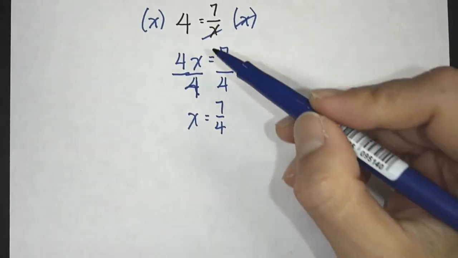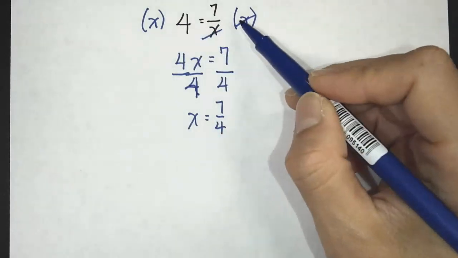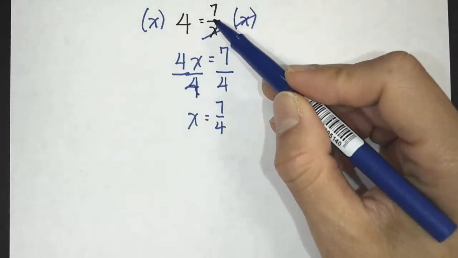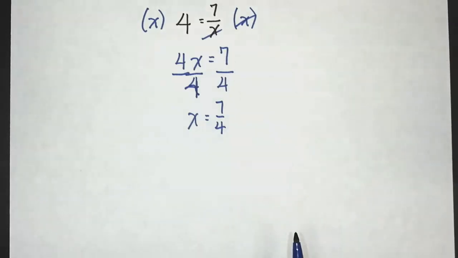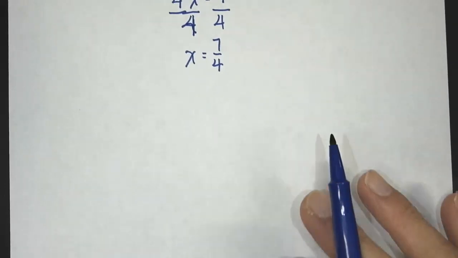Okay? So that's what you do if you have an unknown variable in the denominator. Just multiply both sides by the denominator and solve for the unknown variable. Next, what about if the unknown variable is in the numerator? So let's take a look at this problem.